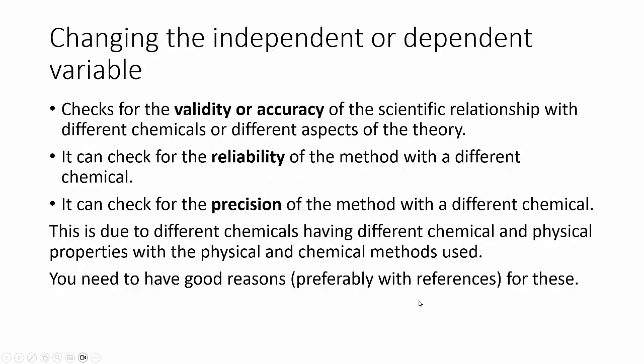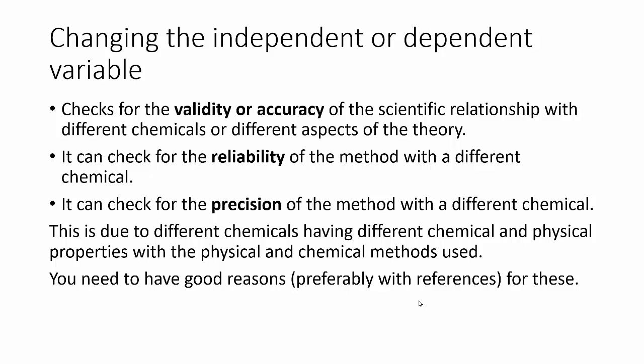And so another major one here is if someone's doing the same experiment as you, change the chemical, and you can still do the exact same thing. So in changing the independent variable, again, it's looking at the validity or accuracy of the relationship. But you can look at the reliability with different chemicals. Is it the same for all chemicals? Is the precision the same?